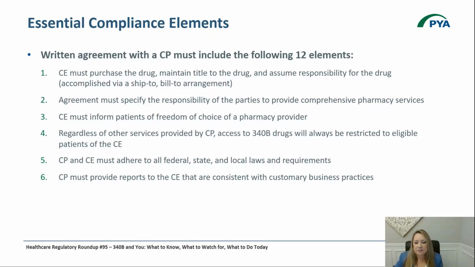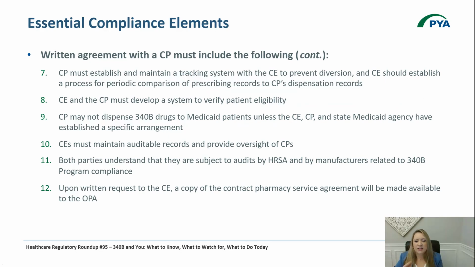The other thing I'll call out as it relates to contract pharmacy agreements is number 9 on this list, which says the contract pharmacy may not dispense 340B drugs to Medicaid patients unless the covered entity, the contract pharmacy, and the state Medicaid agency have established a specific arrangement. Those arrangements are generally pretty rare, and it can be difficult to establish them. So when we're looking at dispensation data, we're expecting not to see any Medicaid activity within your contract pharmacy reports, your dispensation reports for the Walgreens, the Rite Aid, the Walmart, whomever.